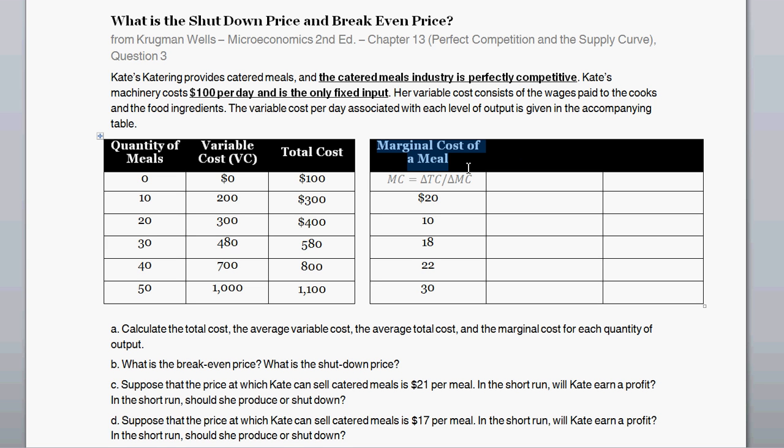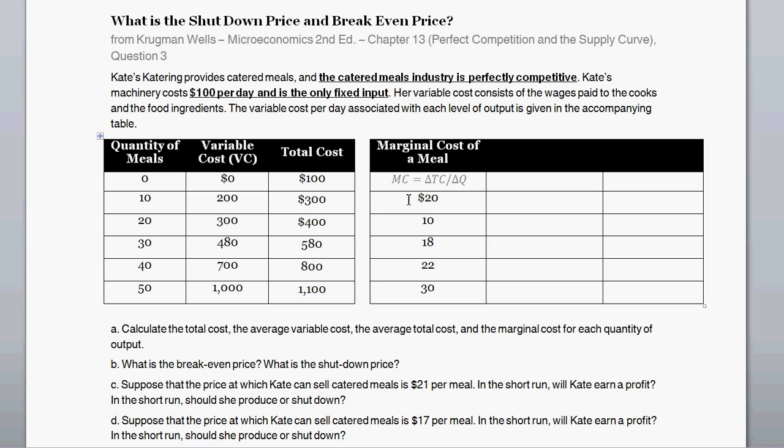Next up, we're going to need to calculate the marginal cost. So how do you find the marginal cost? Well, marginal cost is equal to this following equation here. Marginal cost is equal to the change in total cost, so how this changes, divided by the change in quantity, so how quantity changes.